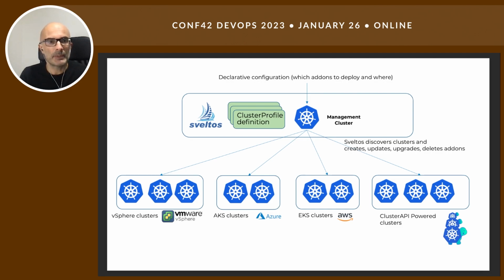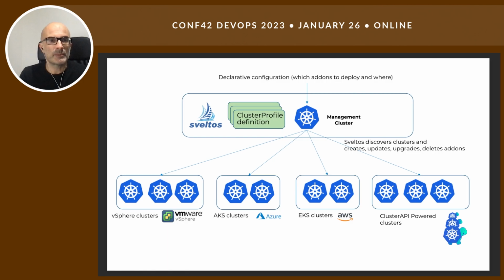Sveltos is a lightweight application that can be installed in the management cluster and that can manage Kubernetes addons in any cluster that is directly reachable from the management cluster. Sveltos comes with built-in support for Cluster API. Cluster API is another open source project which is widely used to consistently create, upgrade, or delete Kubernetes clusters.